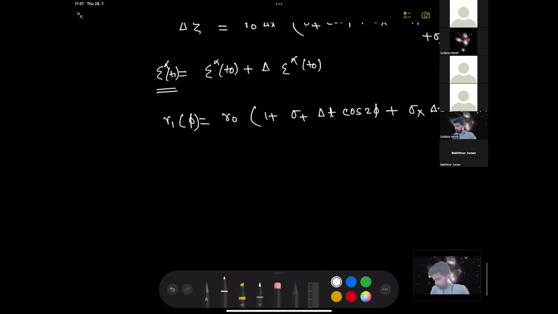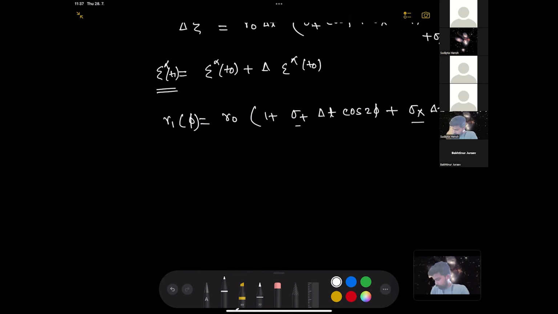Okay, and this is the parametric equation for an ellipse. It is representing an ellipse. So we had a circle, now we have an ellipse. So definitely there is something here which made some distortion, and due to the distortion, our circle became an ellipse. So now let us check how the orientation will depend on these parameters, sigma plus and sigma cross.